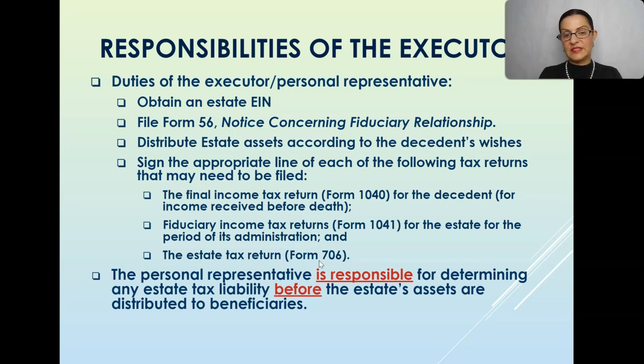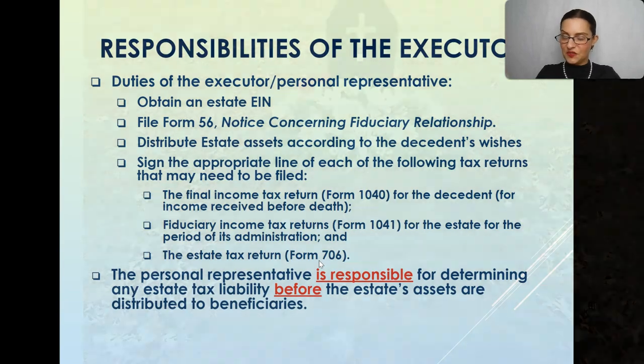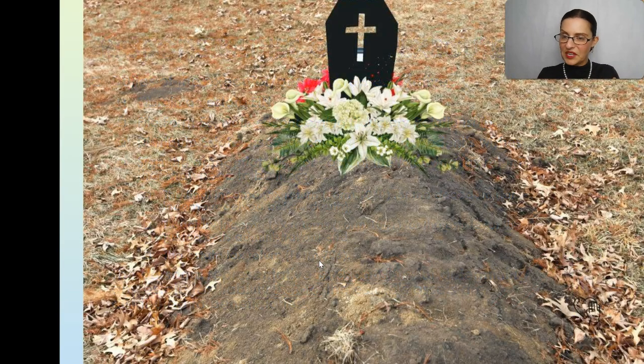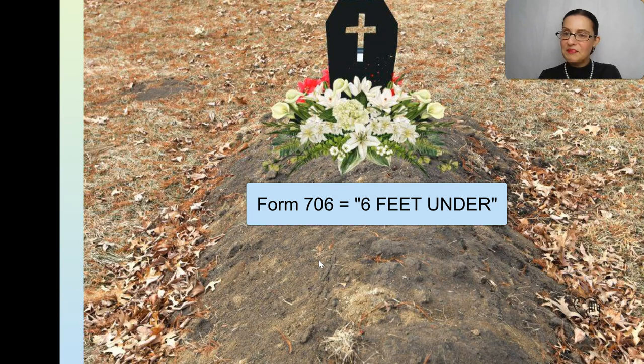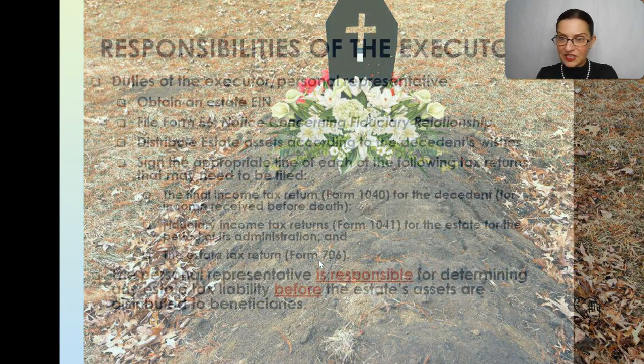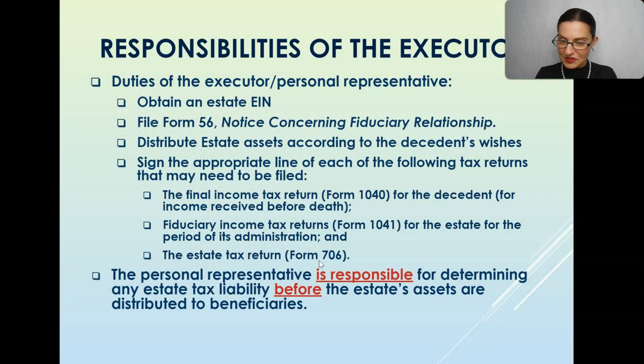Form 706. And the way that I want you to remember it is the Form 706 is for 6 feet under. It's a very common phrase in English. 6 feet under means you're 6 feet under the dirt. That means you're dead. 6 feet under. The Form 706 is the estate. If you're 6 feet under, that's when you have to file the Form 706. 709 is for gifts. That's for a person who's alive.